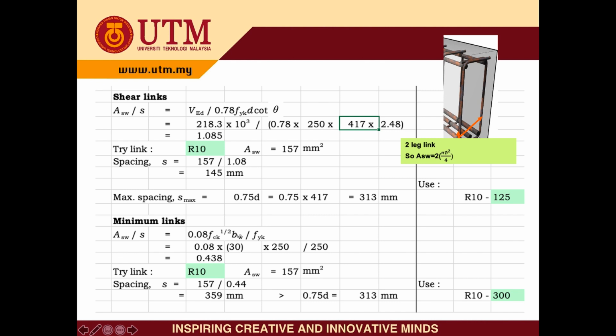The minimum link we calculate using the formula given, and again usually we will use the same diameter as the shear link, that is R10. R is because of mild steel with the strength of steel 250. So we get new spacing for the minimum link is 359. Again, this spacing must be less than 0.5D. So here the spacing of the minimum link is greater than 0.5D. Therefore, the selected minimum link must be based on the maximum spacing 313. Therefore, we use R10 300.